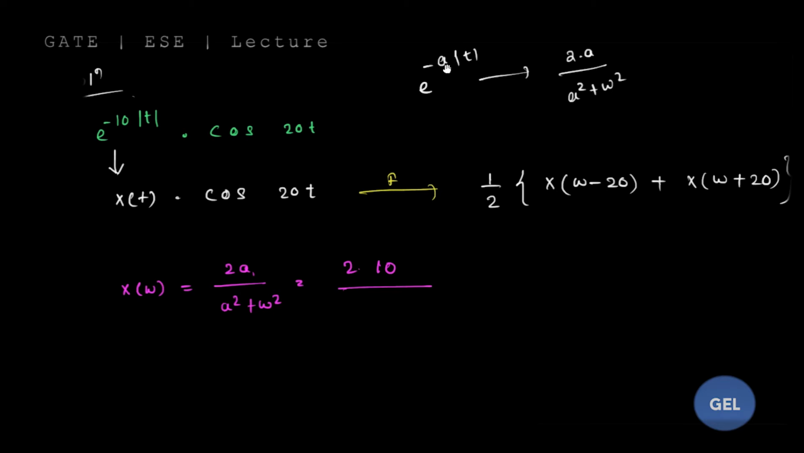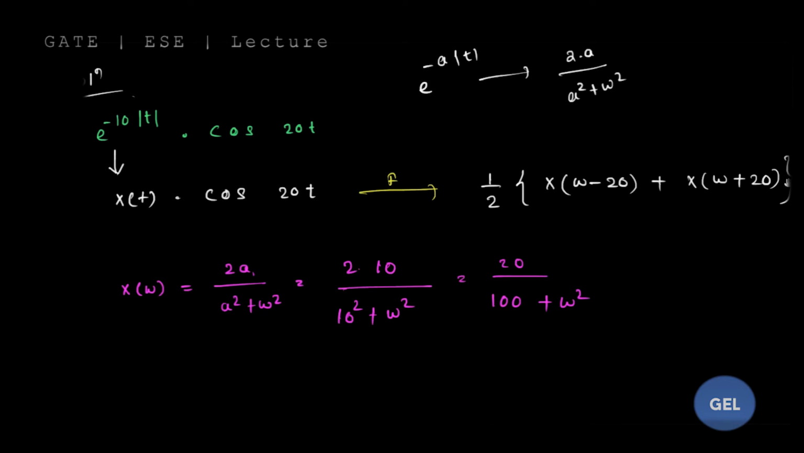Okay, so 2a means 2 into, what is the value of a? A value is 10. A value is not minus 10. Please have clarity in this. And a square, that is 10 square plus omega square. Okay, this is your value. This is 20 by 100 plus omega square. Now this is your x of omega.